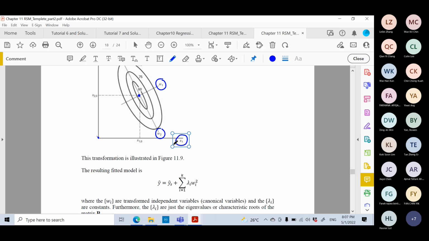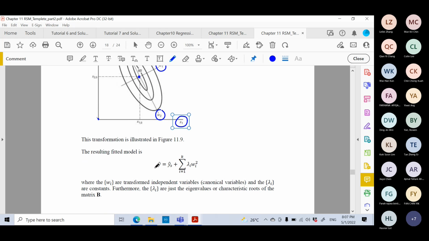If you have only x1, x2, or x1, x2, x3, then i is equal to 1 until 3, or in general until k. So the wi are the transformed independent variables, which we call the canonical variables, and the lambda i here are constants. The lambda i are also called the eigenvalues, or the characteristic roots, of the matrix B.